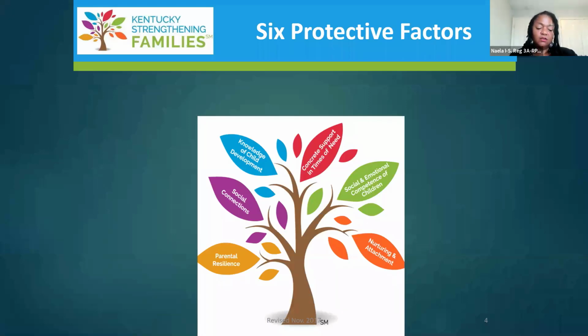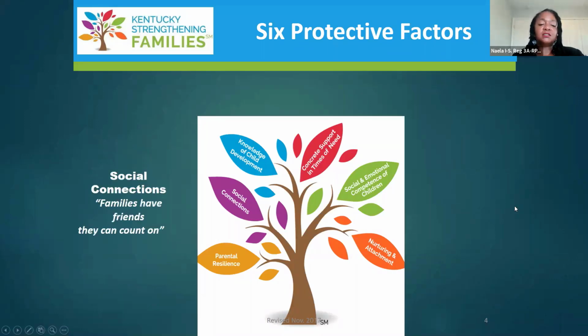So again, this is a refresher. We just talked about the 6 protective factors. We have parent resilience, which means families bounce back after something traumatic has happened. They know how to bounce back, and they seek help in getting back on track. The next is social connections. Families have friends they can count on. We all need friends, and this is connecting families with families to help one another so they can build on their friends that they can count on.